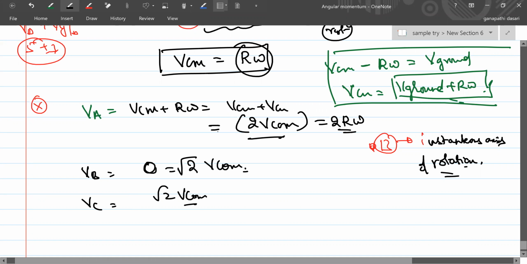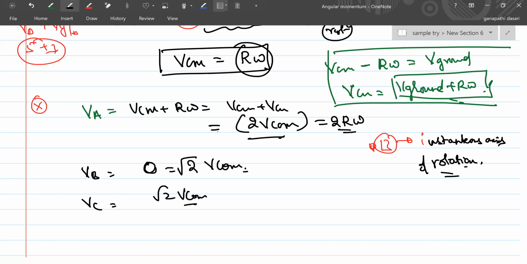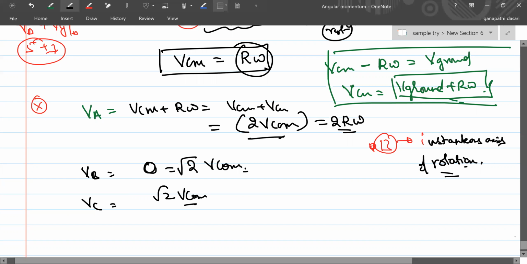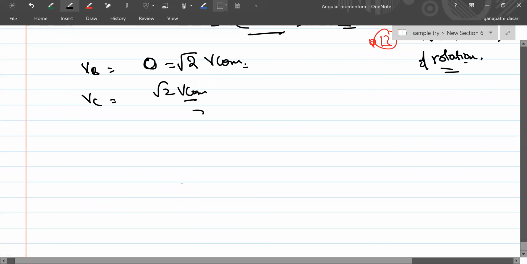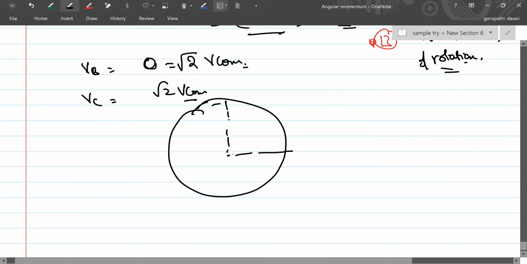Any point like that we can find out if you know the angle. Suppose any other point, if you consider, suppose it traveled a theta angle, this point, the topmost point. If you want to find out the velocity of the particle at this point, the magnitude we can find out.